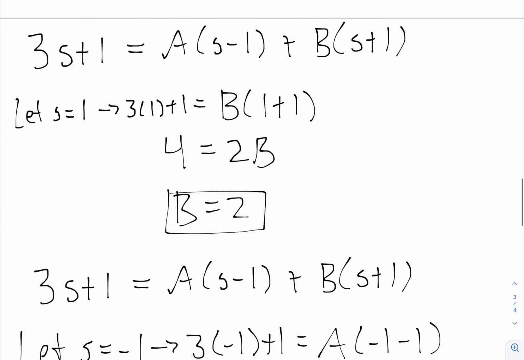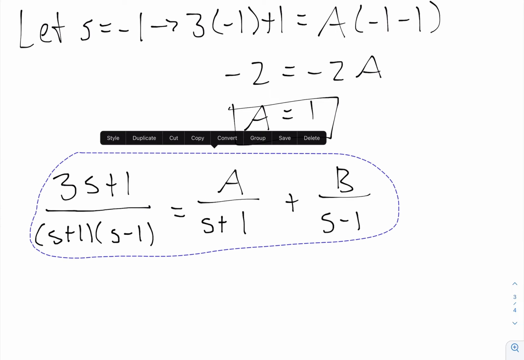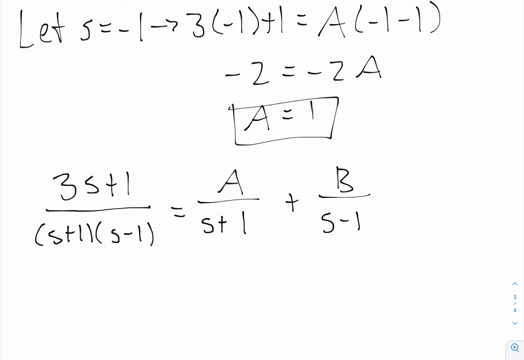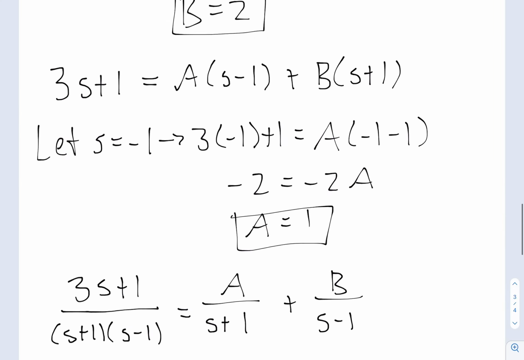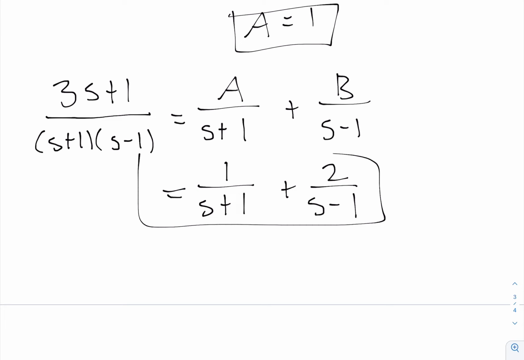Because we're copying this, I'm just going to plop it down here. What we said was we started with this big ugly fraction, and by factoring the bottom, splitting it into linear factors, we can split it up into a constant A over s plus 1 plus a constant B over s minus 1. We just solved for those constants. B was 2 and A was 1. So this is equal to 1 over s plus 1 plus 2 over s minus 1. If we were to simplify this into one fraction, we would just get the original one back.